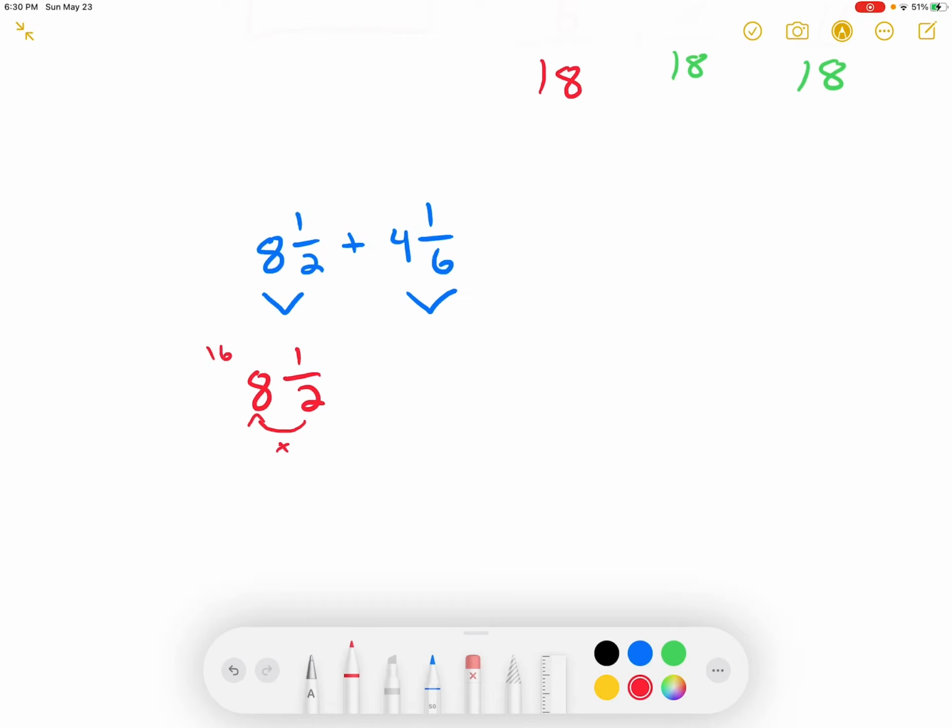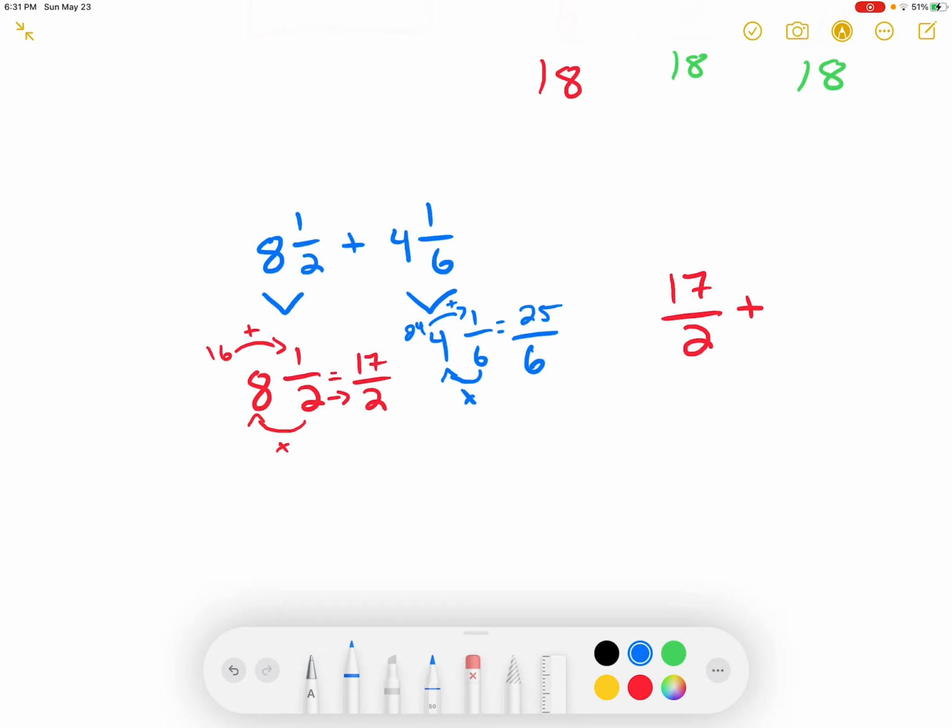Denominator multiplied by the whole number, so 2 times 8, which gives you 16. 16 plus the numerator is 1, or 17. So 16 plus 1 is 17 over the denominator, 2, 17 halves, right? So you're going to have 17 halves for the first, plus, and then you do the same thing for over here. 4 1/6, 6 times 4 is 24, I think. 24 plus 1 is 25. 25 over 6, or 25/6. So it's going to be 17 halves plus 25 over 6.